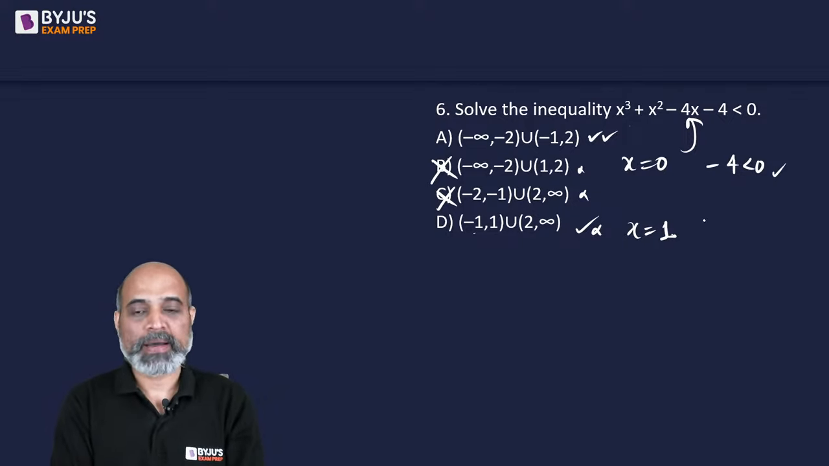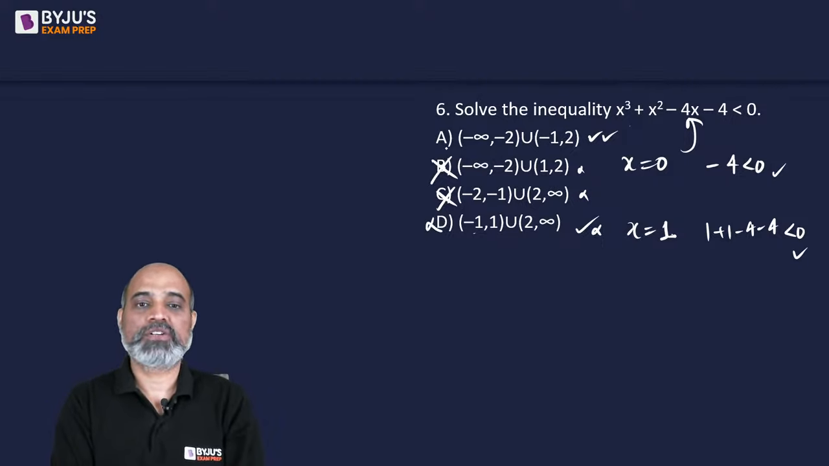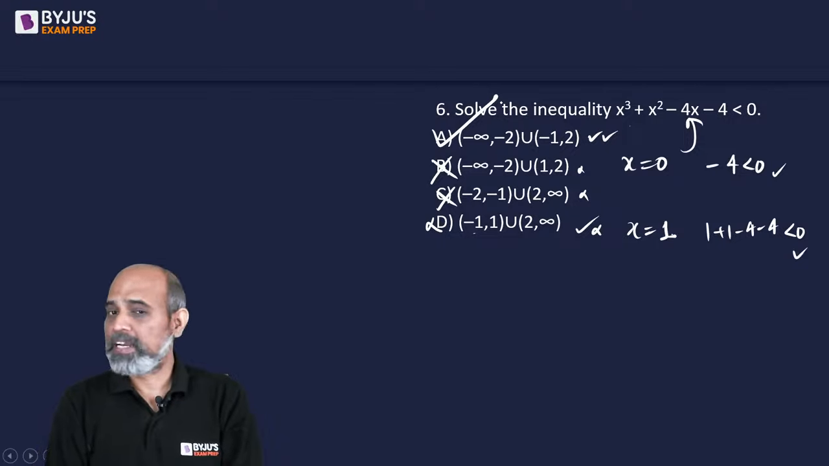I'll put 1 back here, so I'll be getting 1 plus 1 minus 4 minus 4, which is 2 minus 8, which is going to be less than 0. So 1 is an acceptable value. If 1 is an acceptable value, D is also eliminated. Answer A हो गया. बिना factorize किए.